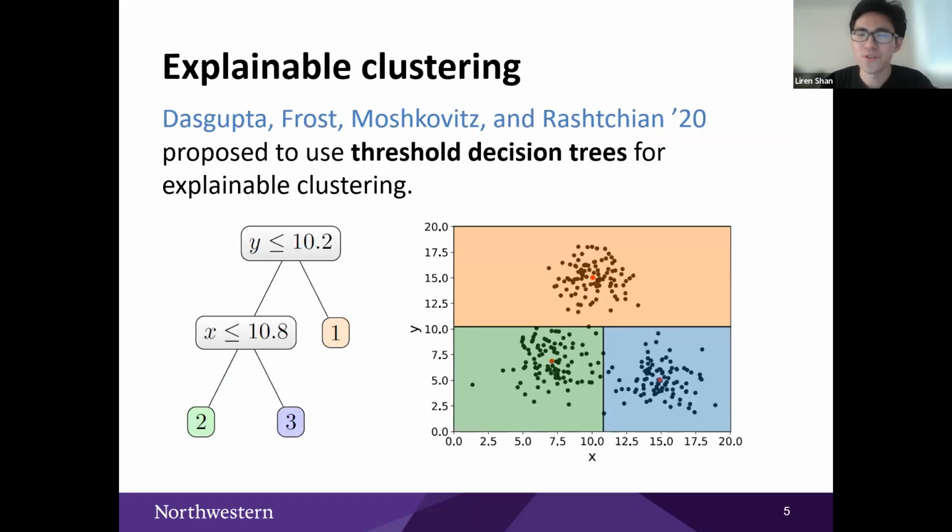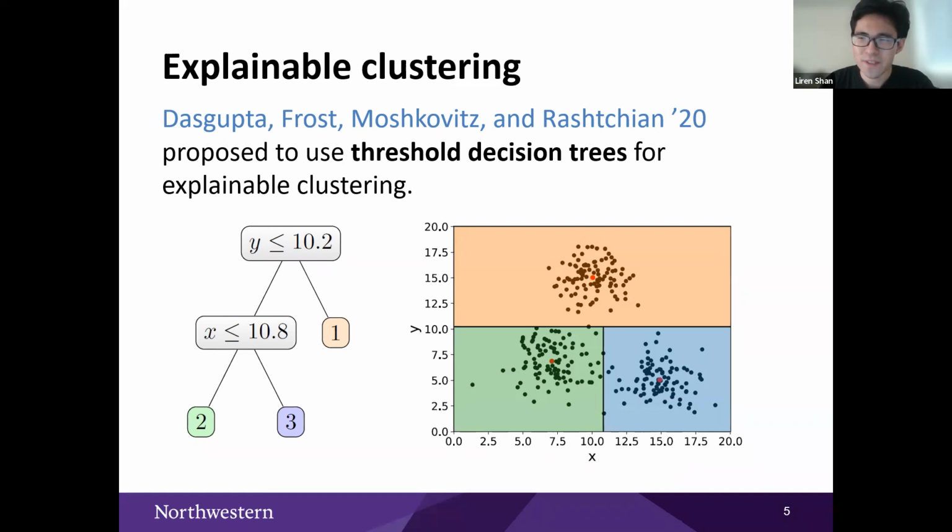Dasgupta et al. proposed to use threshold decision trees for explainable clustering. The threshold decision tree is a special kind of decision tree that uses only threshold cuts. This means every internal node of the tree picks a threshold in a single feature to partition the space into two disjoint parts. Then the decision tree partitions all data points into k leaves to form a k-clustering. For this clustering, the cluster boundaries are axis-parallel hyperplanes, which are easy for humans to understand.